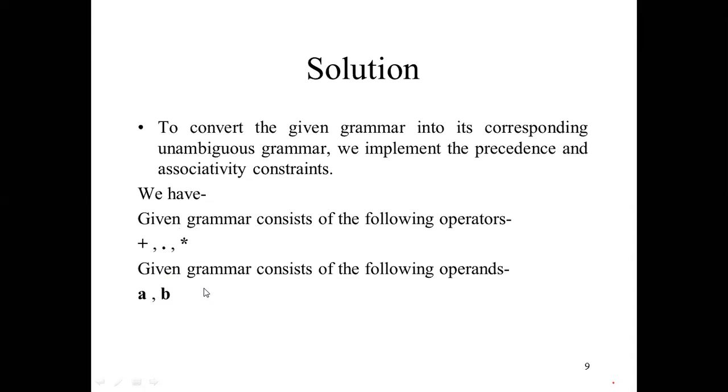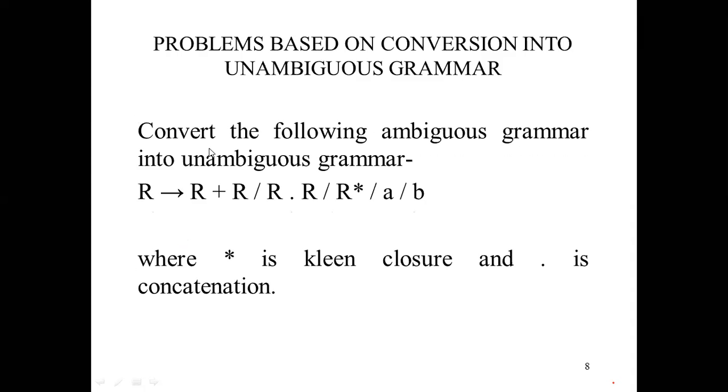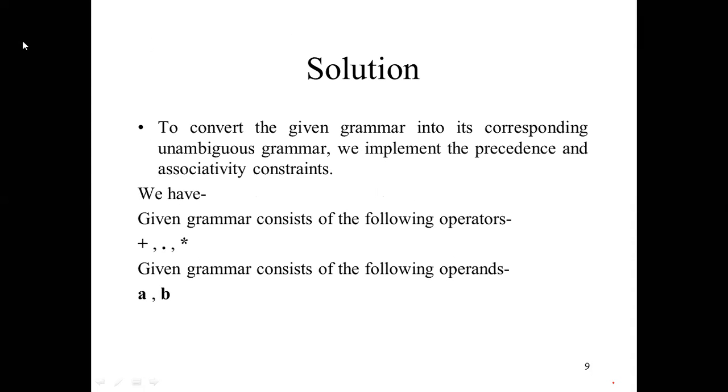Another thing: now you can see the given grammar consists of the following operands. We are using two operands here, A or B. These are called the operands. So this is the given grammar, and we are using the operator symbols plus, dot and this asterisk sign, and then operands A and B.